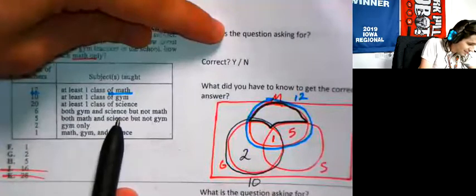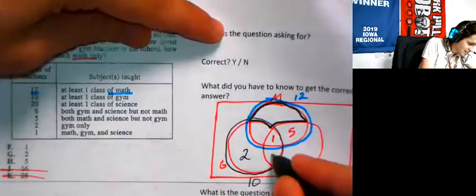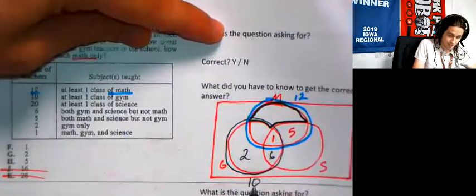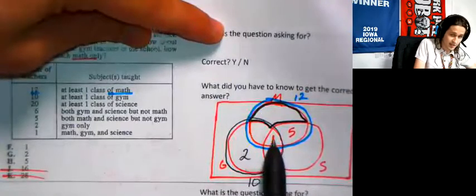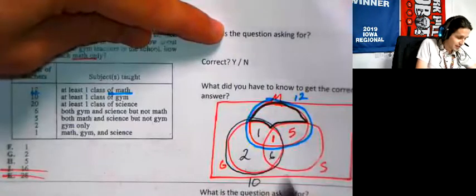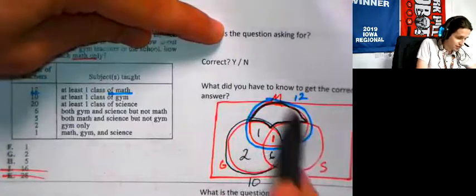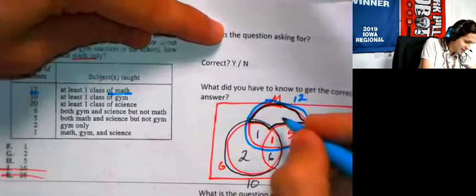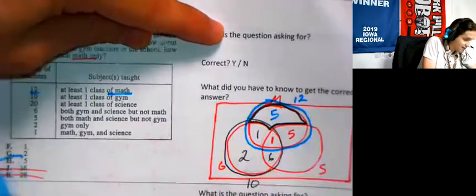Gym and science, but not math, is going to be 6. Okay, so I'm there. So I've got 10 in the big circle here. I've accounted for 2 and 6 make 8, and 1 more makes 9. So this has got to be a 1 in here. If my total here in the green circle is 12, and I've already got 7 accounted for, I've got to have 5 in there. Answer is H.